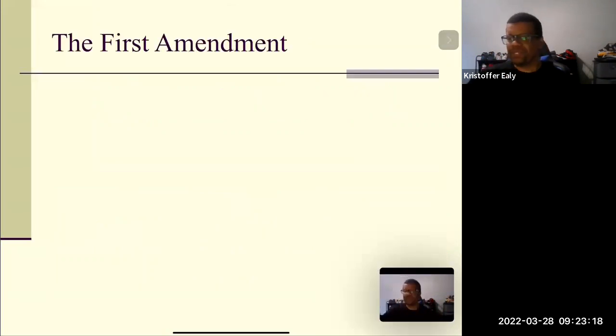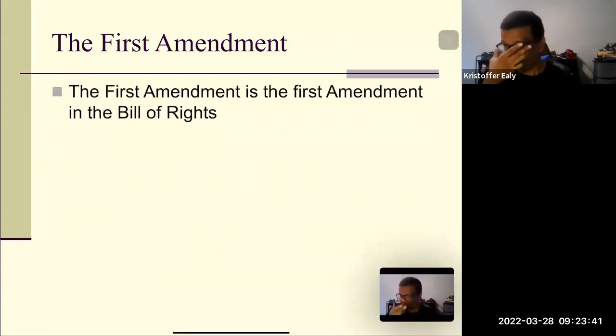So the First Amendment. Notice just with that phrase, it's in all capital letters because it's a proper noun. The First Amendment is a proper noun. I'm not putting that on the exam, I just want you guys to know that for future reference. The First Amendment is the first amendment in the Bill of Rights.